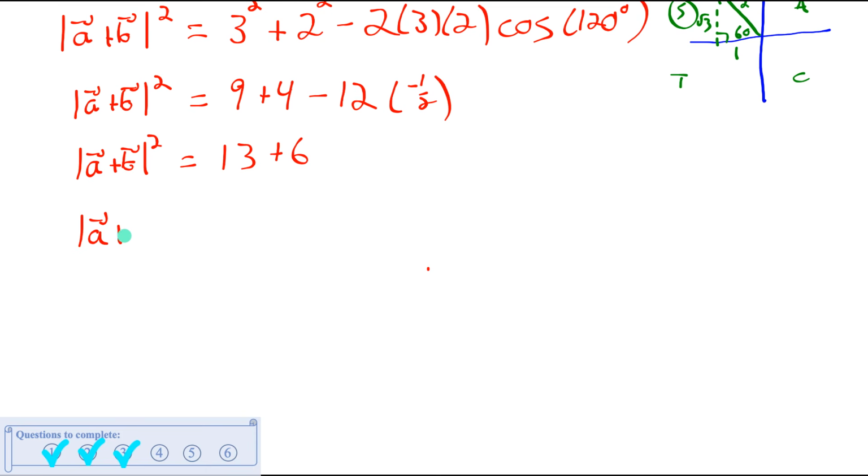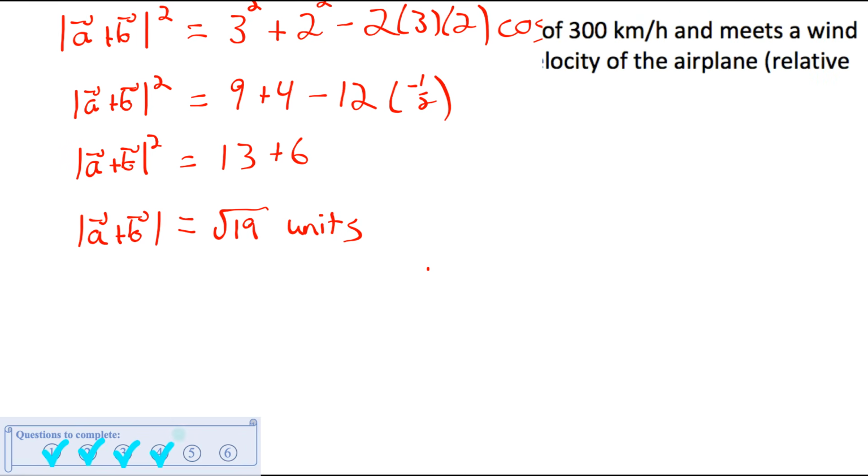And now I'll square root both sides, and I don't have to worry about plus or minus square root because we can't have a negative length. So the magnitude of vector A plus vector B is just equal to the positive square root of 19, and then whatever units we're in.